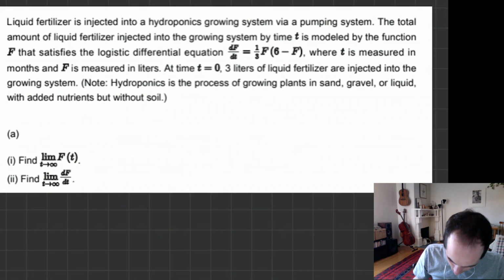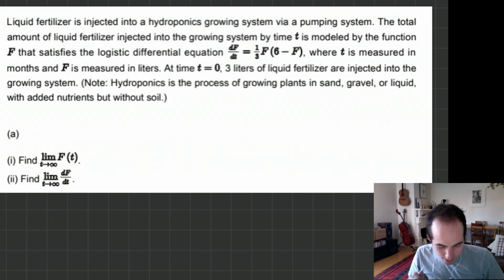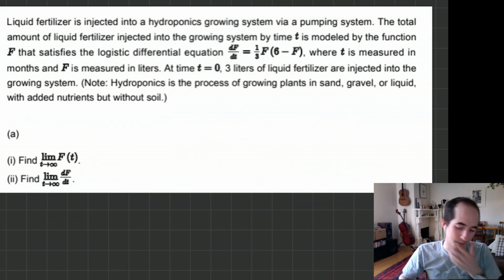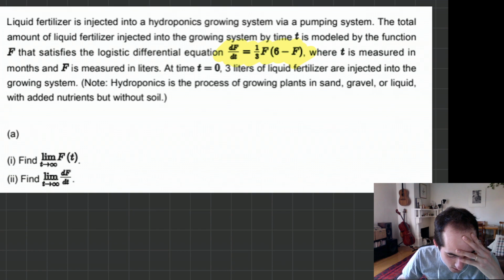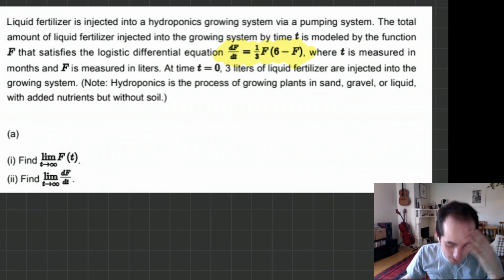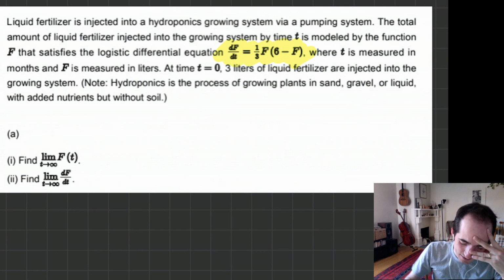Okay, let's take a look at this question. We've got some kind of situation here with liquid fertilizer. They love to talk about a situation, but really the heart of it is the differential equation right here. They've got this liquid fertilizer, and it gets injected into the growing system as a function of time. The function they're talking about is the function f, and it satisfies this logistic differential equation.